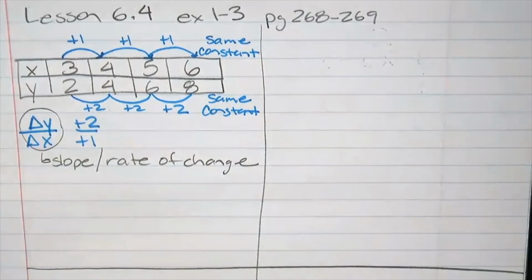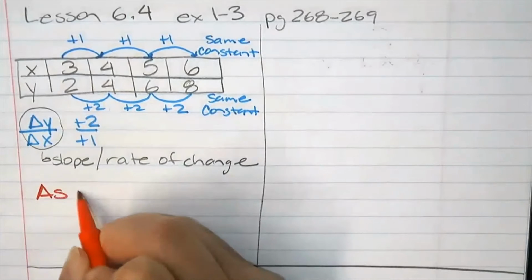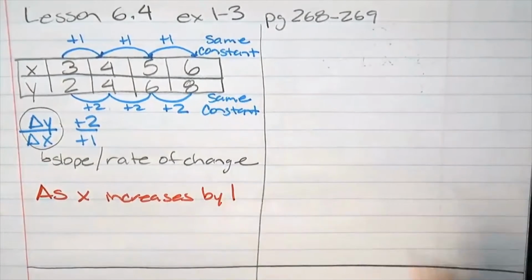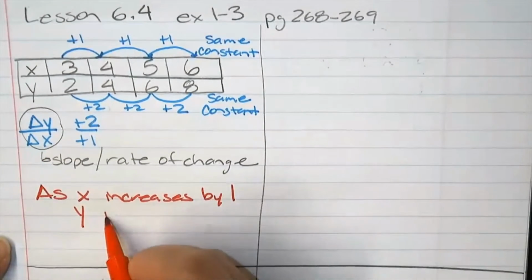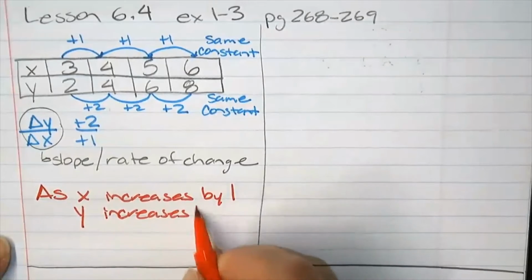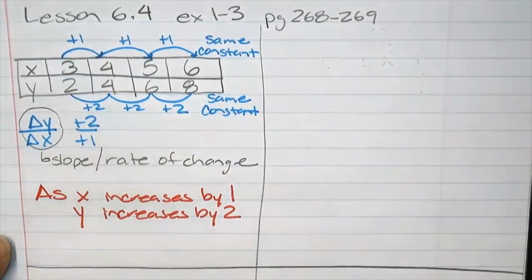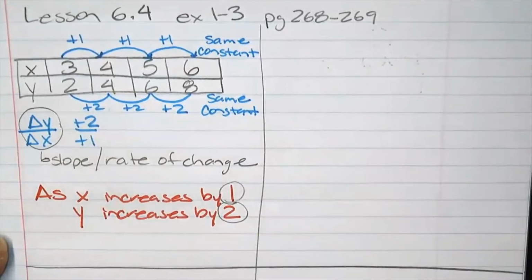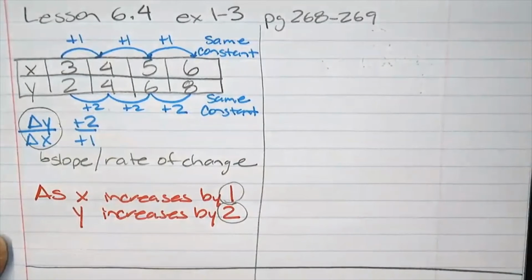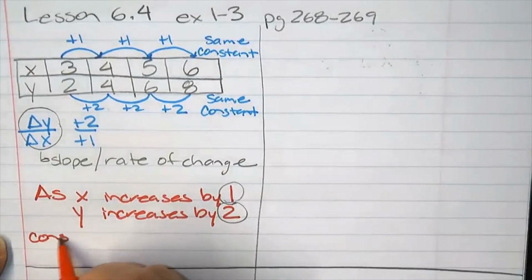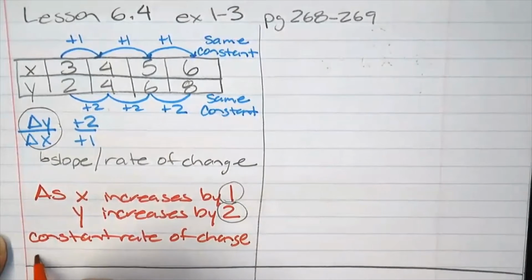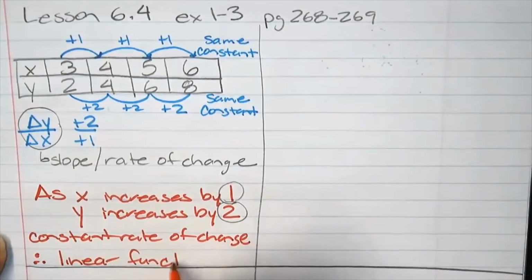So we can say as X increases by 1, Y increases by 2. Since my change in X is constant and my change in Y is constant, we have a constant rate of change. Therefore, this is a linear function.